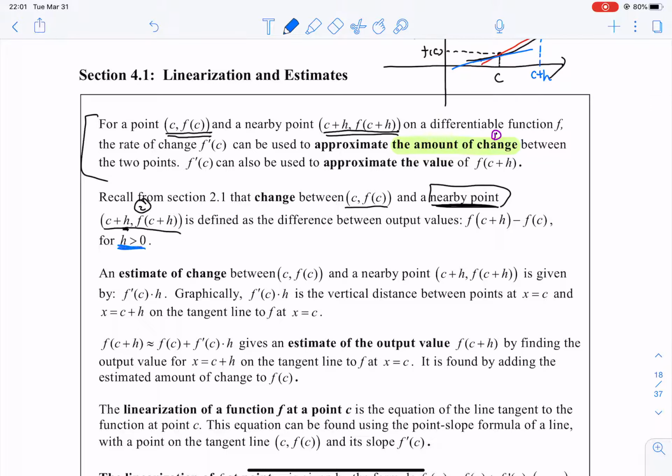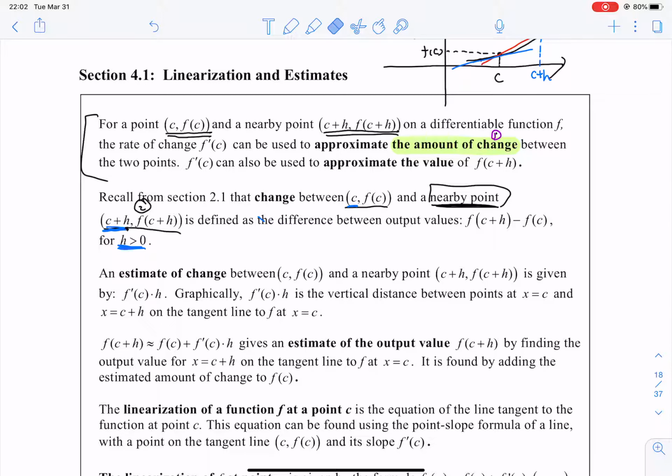So you can see here h must be positive. So what does h greater than 0 mean? We can see the first point c, f of c, for example, c is right here, and the second one, c plus h. When h is positive, c plus h must be on the right side of c. When h is negative, then c plus h is on the left side of c. So here we only assume that h must be positive, so the nearby point must be on the right side of the point c. So the change between these 2 points is just f of c plus h minus f of c.